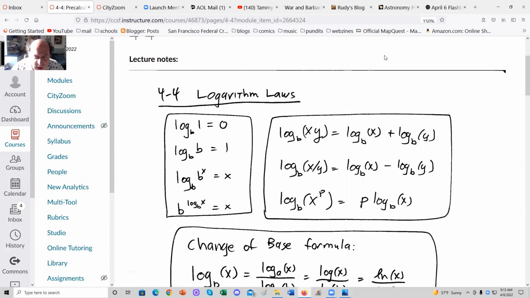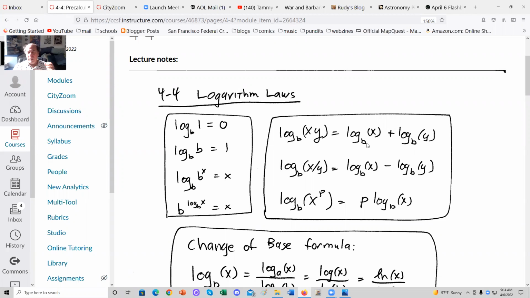Now, basically, a lot of these logarithm laws are exponential laws written backwards because they're inverse operations. So b to the 0 equals 1, therefore log base b of 1 is 0. b to the first is b, therefore log base b of b is 1. And logarithm and exponential are inverses, so log base b of b to the x is x, and b to the log base b of x is x. Okay, fine.